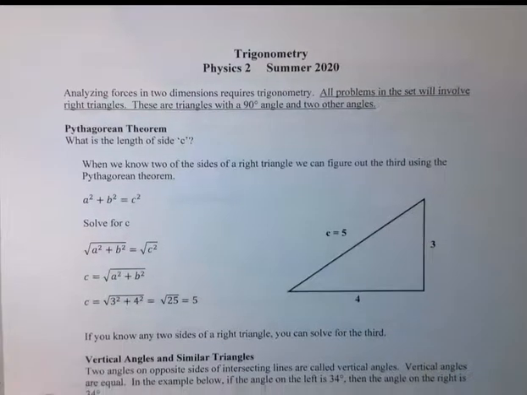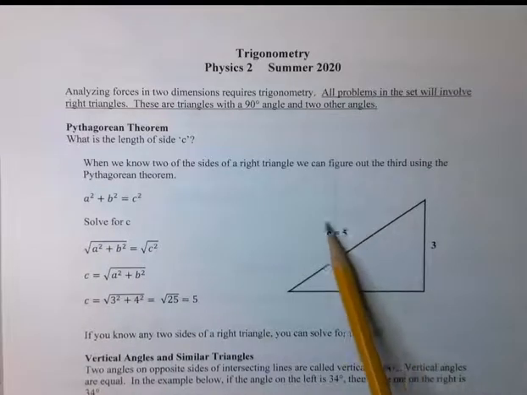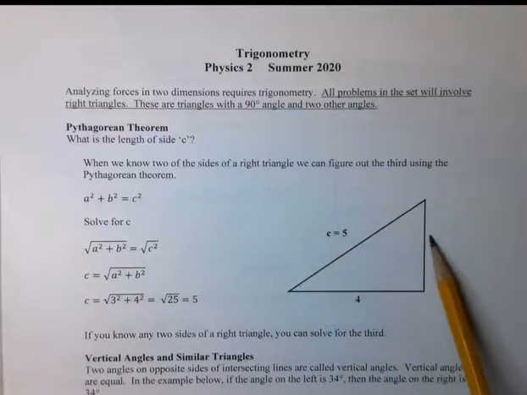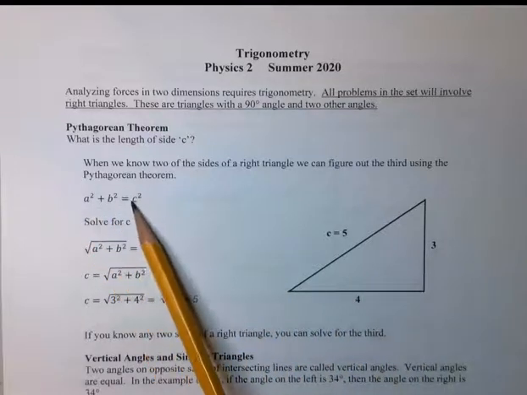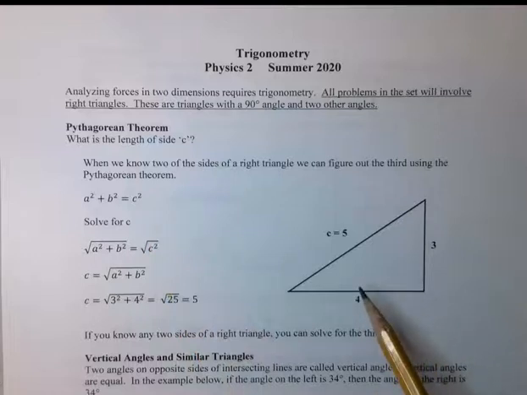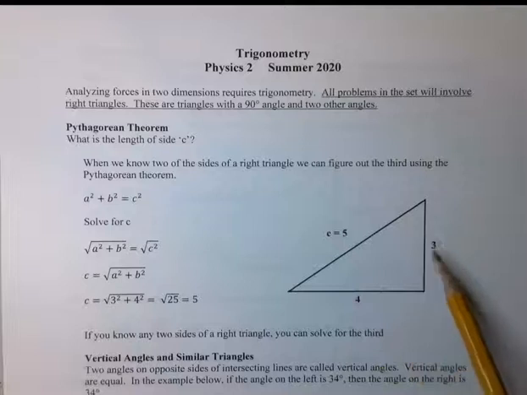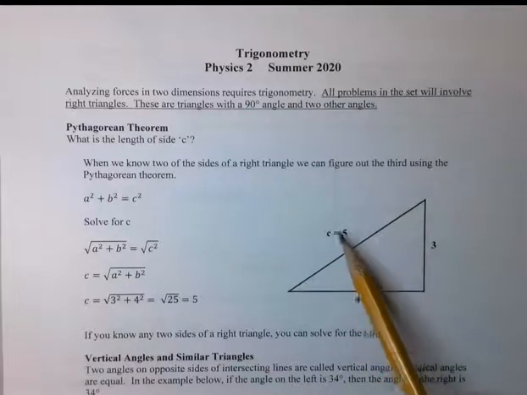All right, the first thing we're going to start off with is not trigonometry, it's basic geometry. So it's the Pythagorean Theorem. What is the length of side c? You're trying to find the length of this side, and you're given this side and this side. The formula is a squared plus b squared equals c squared. It doesn't matter which side you call a and b. Either one can be either side. It does matter that the hypotenuse, the longest side, is c.